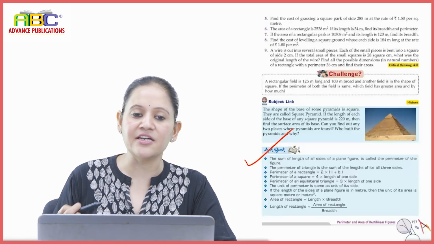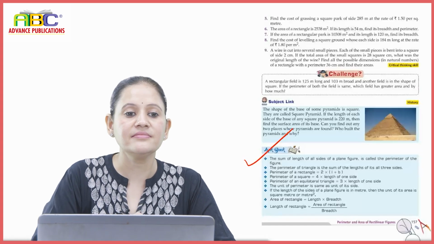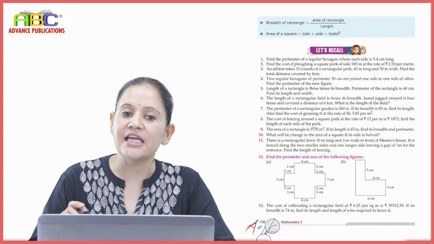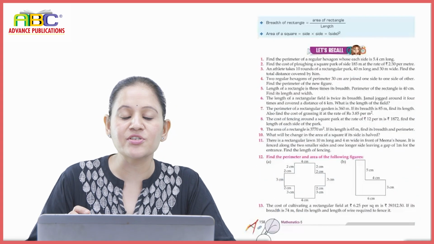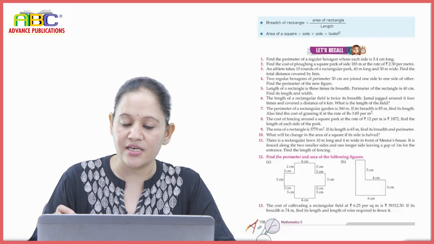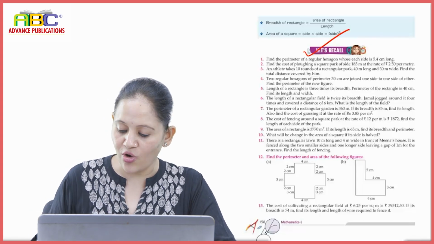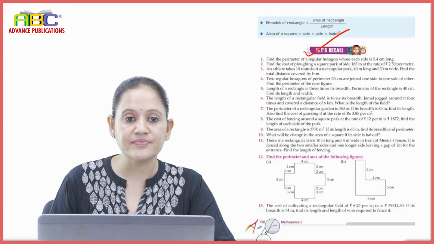Length of a rectangle, area divided by breadth. Breadth of the rectangle, area divided by length. Area of the square, side into side, means side square. Let's recall. So practice all the given questions.